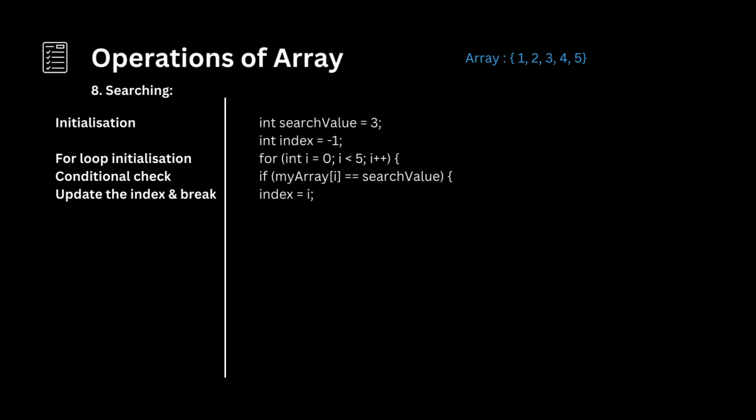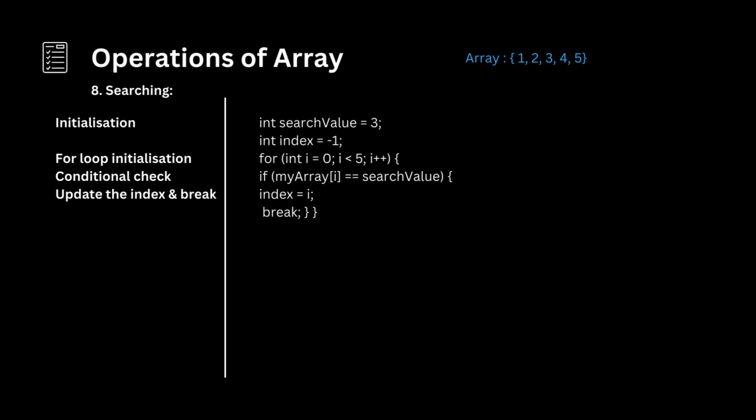Update the index and break. index = i. If the search value is found, this updates the index variable with the current index i. Break exits the loop as soon as the search value is found. Since we are looking for the first occurrence, there is no need to continue searching. After this loop, the variable index will contain the index of the first occurrence of the search value in the array, or it will remain -1 if the value is not found.